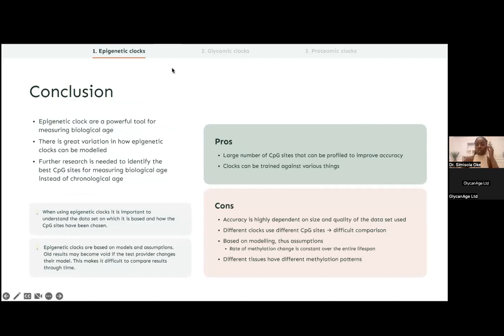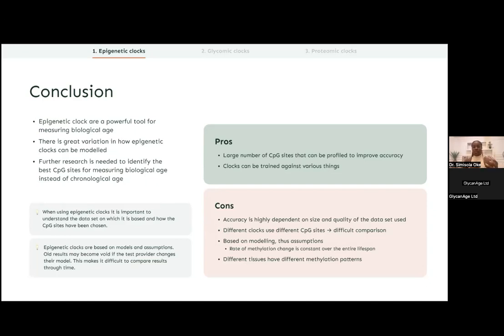Okay, cool. So just to conclude on the basic science of epigenetic clocks, what we know is epigenetic clocks are powerful tools. I don't think that can be denied, and they can be used to measure biological age. There is a huge amount of variation in how epigenetic clocks can be modeled. And the reason for this huge variation is because of all these various CpG sites that can be used. And one of the biggest challenges in epigenetics is identifying which of these CpG sites is the best to measure biological aging and not just chronological aging.